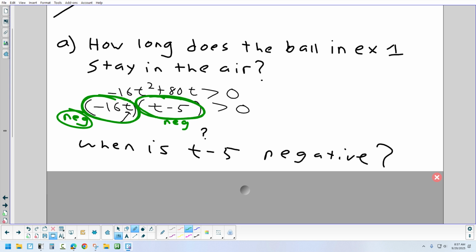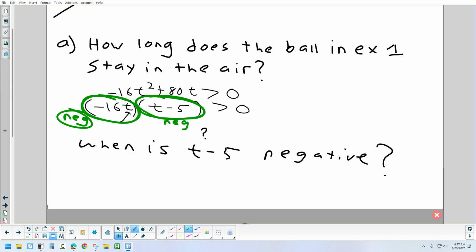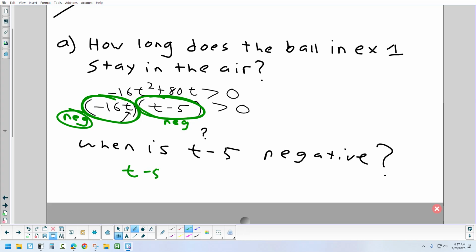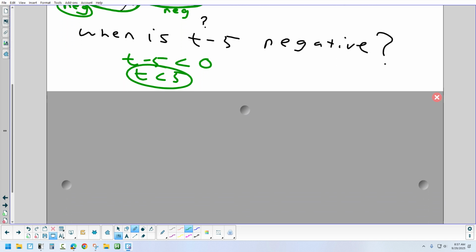Anything that's what? Yeah? Less than 5. Less than 5, yeah. So when does t minus 5 come out negative? As long as t is less than 5. So what does that mean? It means the ball is in the air less than 5 seconds. Okay, like 4.9 repeating. At 5 seconds, it's exactly back on the ground. Okay, so the ball is in the air for less than 5 seconds.